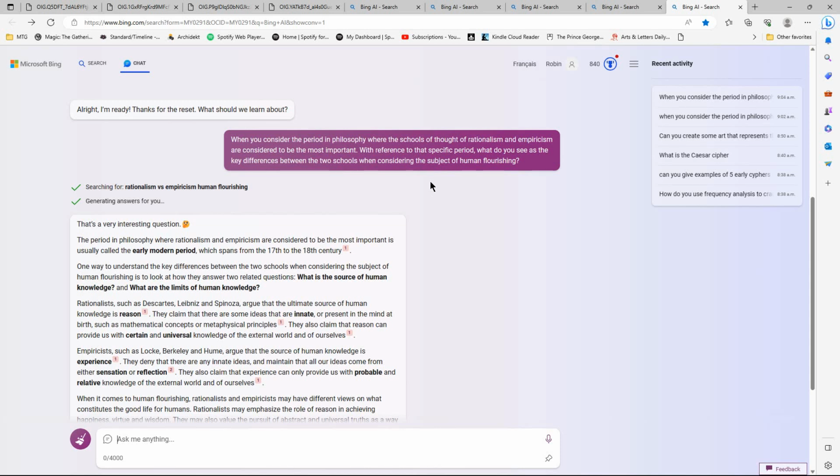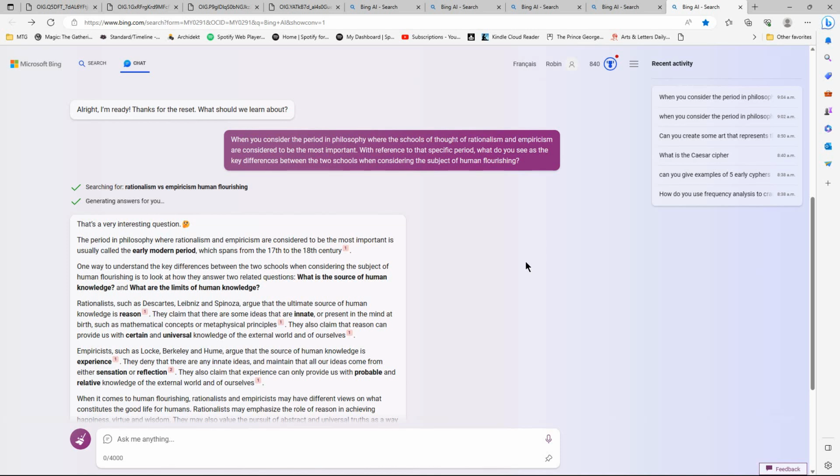So here's a good example. Let me give you an example that might be better. When you consider the period in philosophy where the schools of thought of rationalism and empiricism are considered to be the most important, with reference to that specific period, what do you see as the key differences between the two schools of thought when considering the subject of human flourishing?